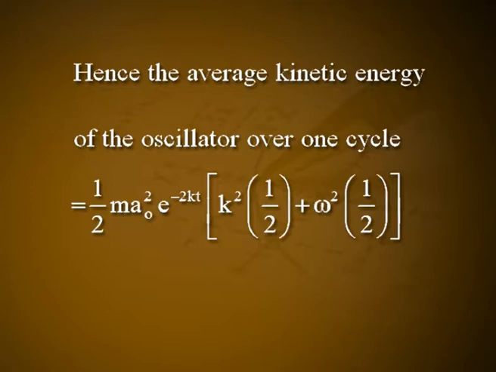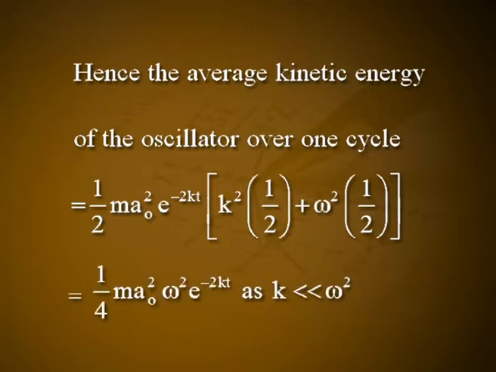Hence, the average kinetic energy of the oscillator over one cycle is equal to 1 by 2 into m A naught square into e raised to minus 2 kt into [k square into 1 by 2 plus omega square into 1 by 2], which is equal to 1 by 4 into m A naught square into omega square e raised to minus 2 kt, as k square is very less than omega square. Average potential energy is equal to 1 by 4 into m A naught square into e raised to minus 2 kt into omega square, because omega is approximately equal to omega naught for low damping.